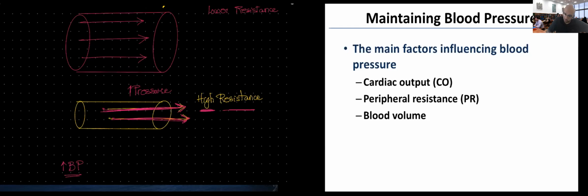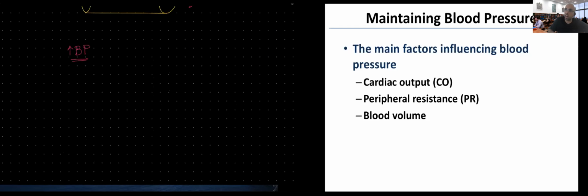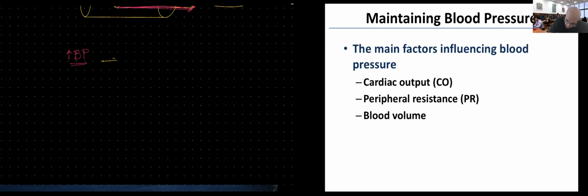Remember, if you constrict the vessel, this creates higher resistance. Higher resistance means higher pressure. So if I have high blood pressure, how would I respond? I will be performing a vasodilation.